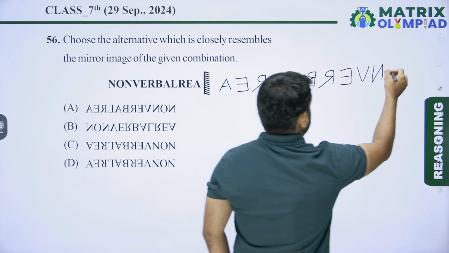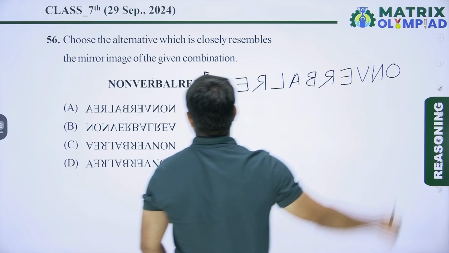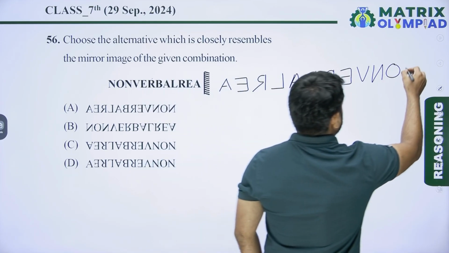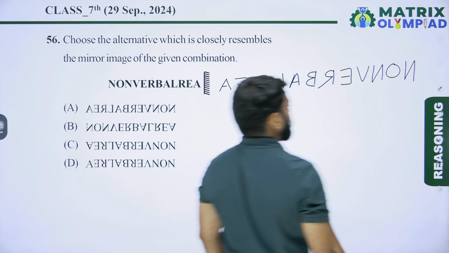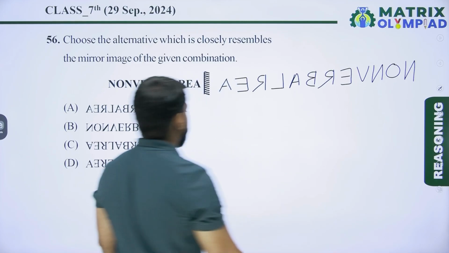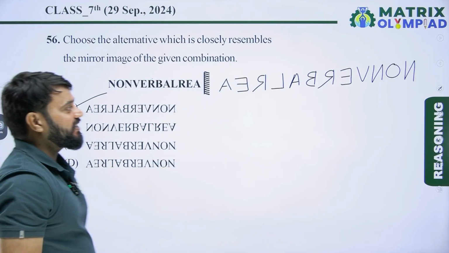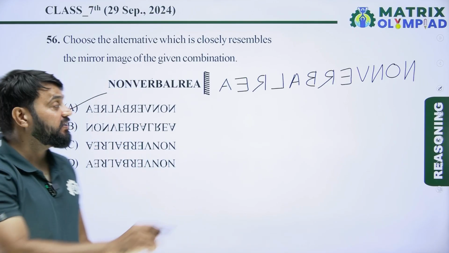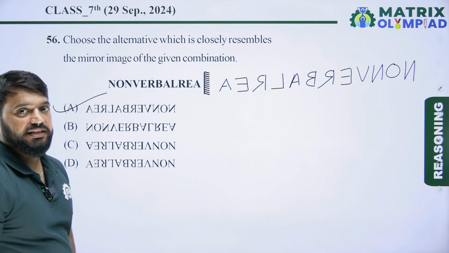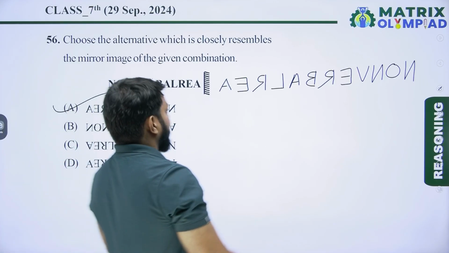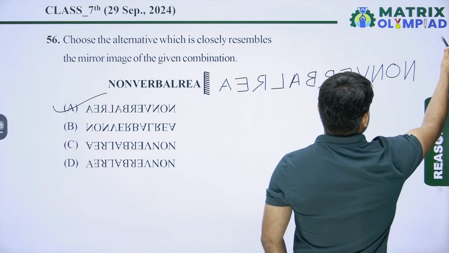Again find the mirror image of O. So this is the mirror image of O. Now again find the mirror image of N. So the mirror image of N looks like this. So here option A is the correct mirror image of the given alphabets. So option A is the correct answer. So now let's move on to the next question.